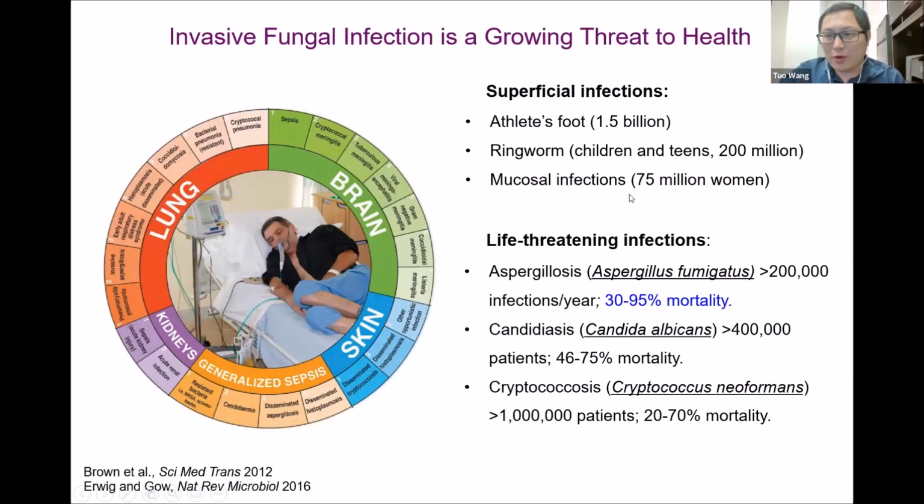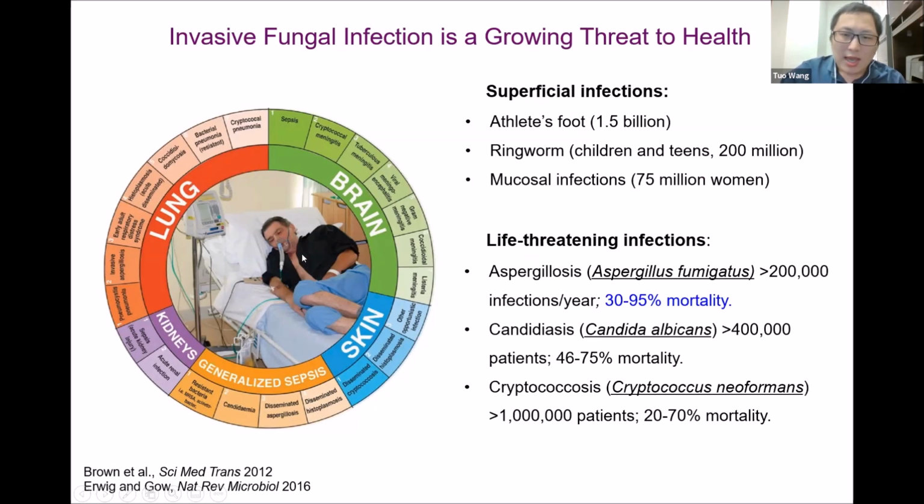Fungal infection is very common. Superficial infections happen to more than 25% of human beings on Earth, for example, athlete's foot and ringworm. Then you may be wondering, why does it matter? You may not be aware that life-threatening infections also occur to more than 2 million patients annually, with a high mortality of 20 to 95%, depending on the fungal species. Those infections can happen to the lungs, to the brain, to the kidney, or to the skin.